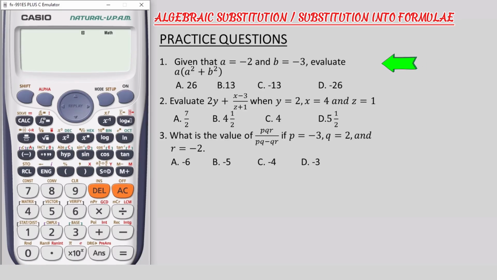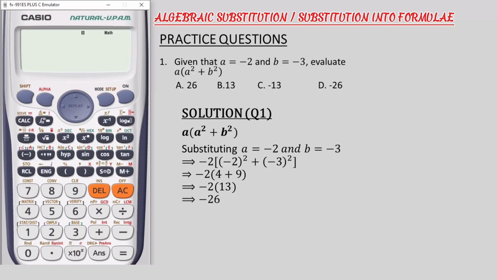Question 1. Given that a equals -2 and b equals -3, evaluate a multiplying a squared plus b squared. What every student will do is to manually solve this question using their pen and paper, but that will quite be difficult and time-consuming in the case of multiple choice question. So let us learn the easy way.